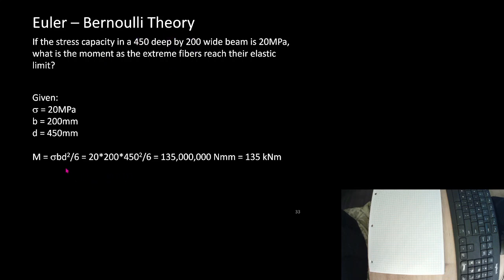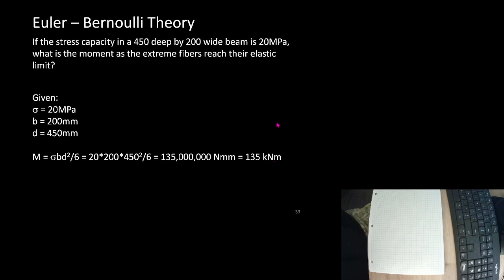So our section modulus is BD squared divided by 6. 20 times 200 by 450 squared divided by 6 is 135 million Newton millimeters. This is why we turn it back into kilonewton meters at this point, because it's a pain to work with numbers this large. So we divide it by 1,000 to switch millimeters to meters, and we divide it by 1,000 to switch newtons into kilonewtons, and we have 135 kilonewton meters.